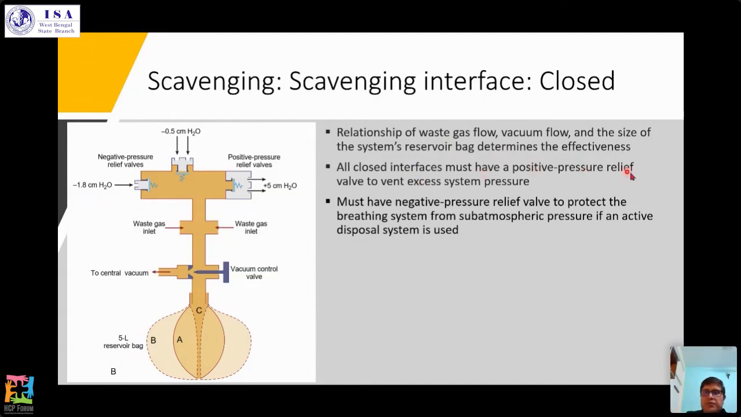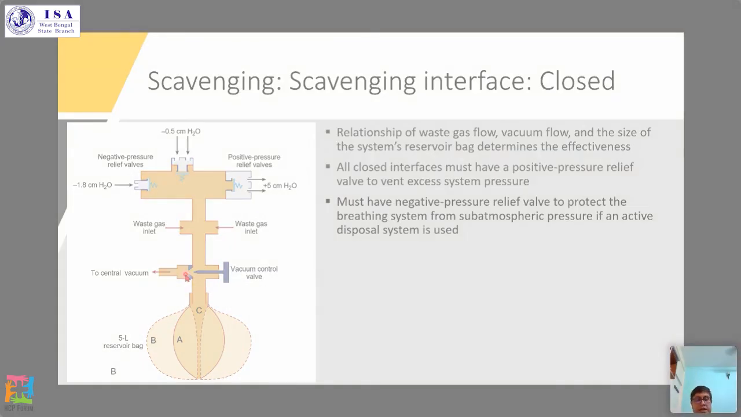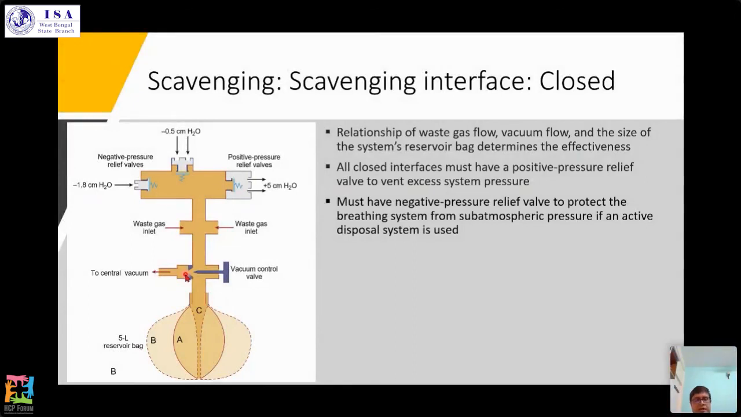Now, all closed interfaces must have a positive pressure relief valve to vent excess systemic pressure. Let us assume that we do not have a central vacuum here, and this is connected to a thick pipe which opens to the outside atmosphere. In that case, we are not going to generate any negative pressure in the system, but it is still possible to generate a positive pressure. Most importantly, if the exit pipes get blocked due to something, a kink or anything of that sort, then there would be pressure buildup inside this reservoir bag, and that would be transmitted to the patient. So we must have a positive pressure relief system in a closed system. But if we have an active vacuum, we also have to have a negative pressure relief system.